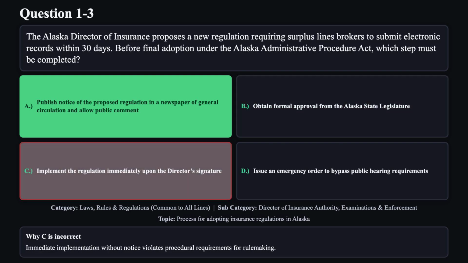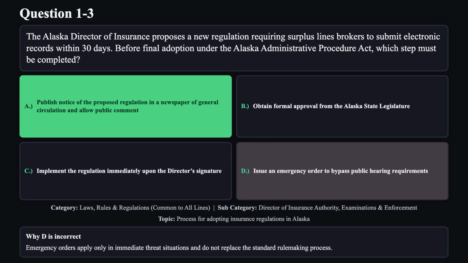Reason C is not correct. Immediate implementation without notice violates procedural requirements for rulemaking. Reason D is not correct. Emergency orders apply only in immediate threat situations and do not replace the standard rulemaking process.